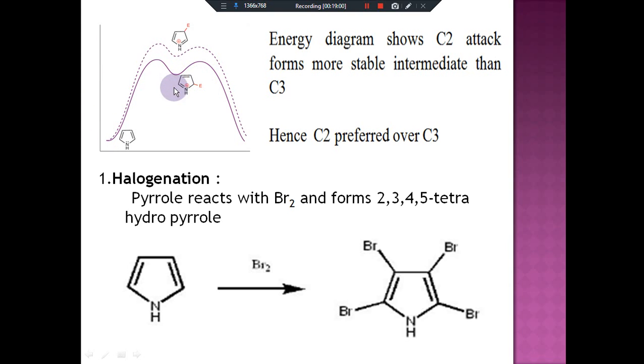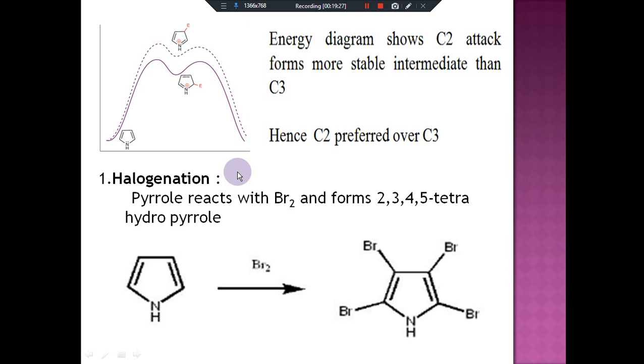The intermediate obtained when the electrophile attacks at C2 will have lower energy than the intermediate obtained when the electrophile attacks at the C3 position. Lower energy intermediate will have more stability. This is favorable. So hence C2 is preferred over C3.